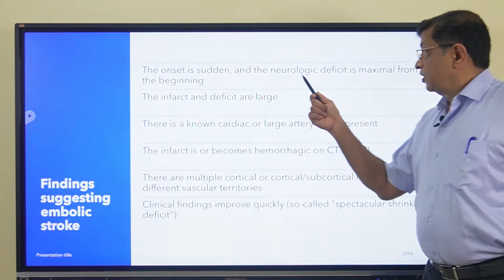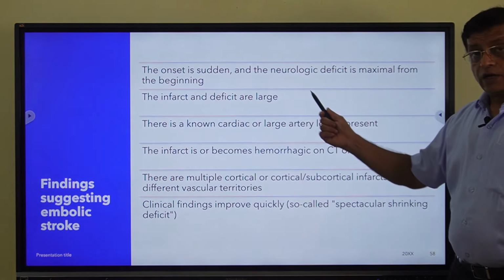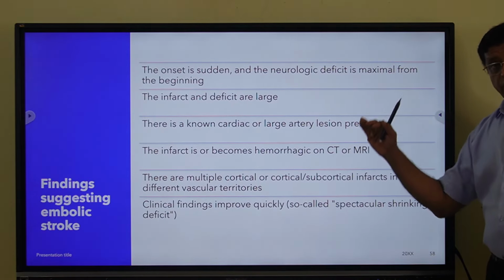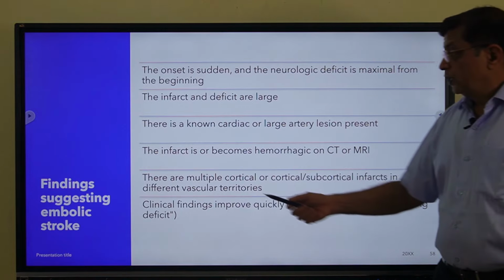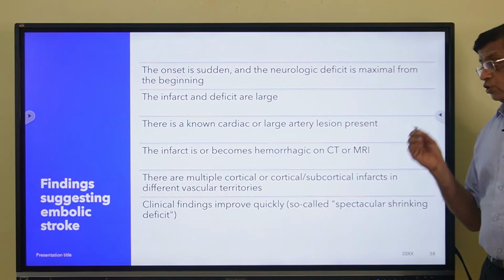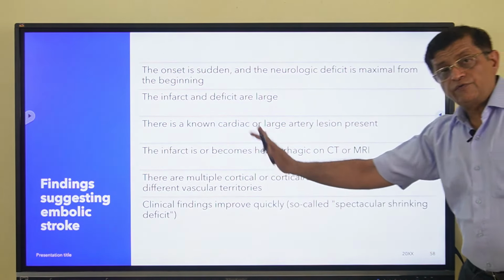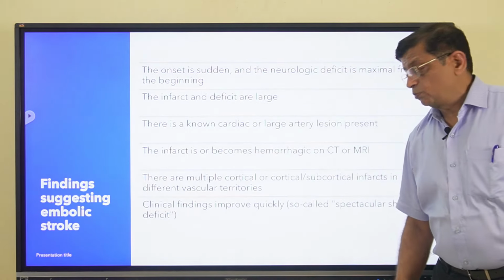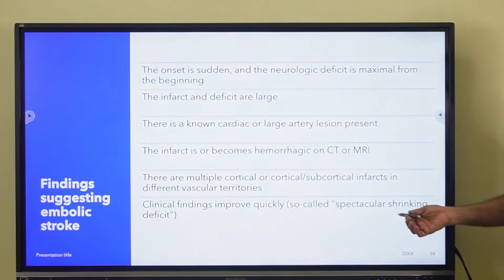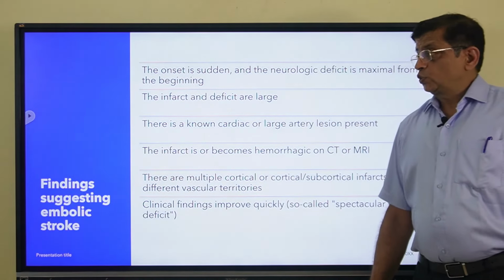The onset is sudden and neurological deficit is maximal at onset. The infarct and deficit are large. There is a known cardiac or large artery lesion, for example arch of aorta or heart lesion. The infarct either is or becomes hemorrhagic on CT or MRI. There are multiple cortical or subcortical infarcts in different vascular territories, which cannot be explained by thrombosis. And lastly, clinical findings sometimes suddenly improve, what is called a spectacular shrinking deficit. So if these findings are present, think about embolic stroke.